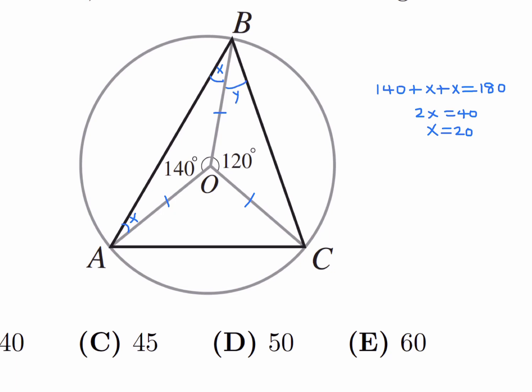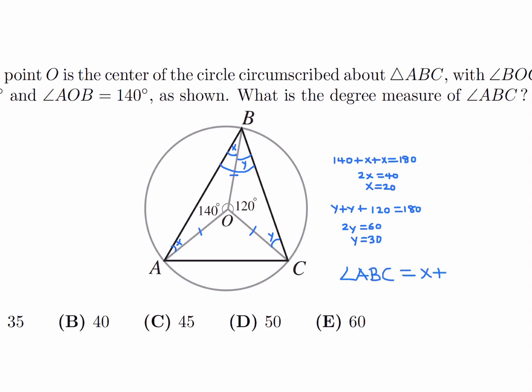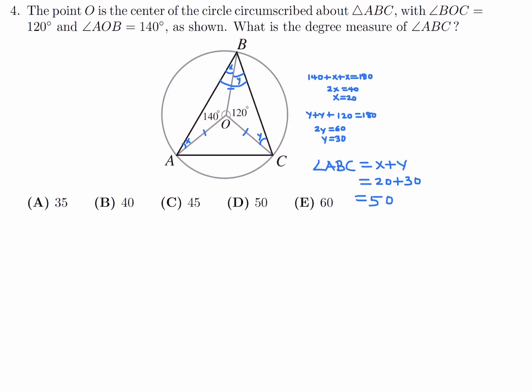So this, I'll call it y, and therefore that is also y, since that's an isosceles triangle. So we've got 2y plus 120 this time is equal to 180, and therefore 2y is equal to 60, and y is 30. So they want you to figure out angle ABC. So ABC is this angle from here to there. From there to there, angle ABC is x plus y. X is 20, y is 30. So angle ABC is equal to 50. So number 4, the answer is D.